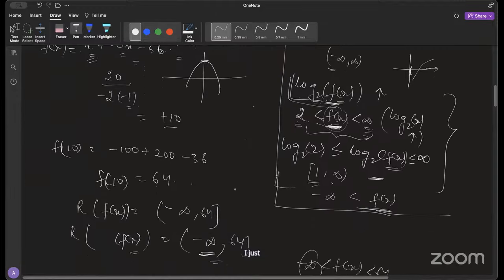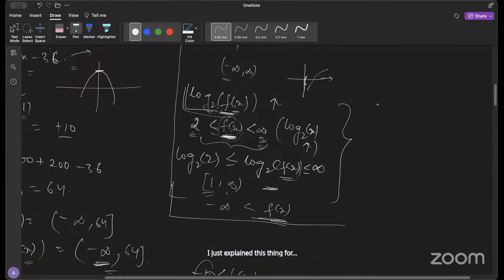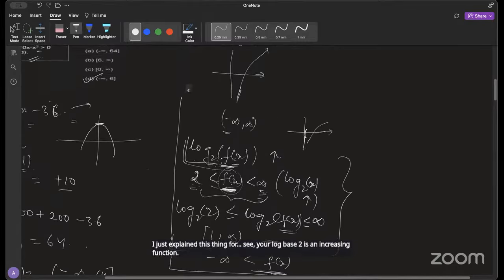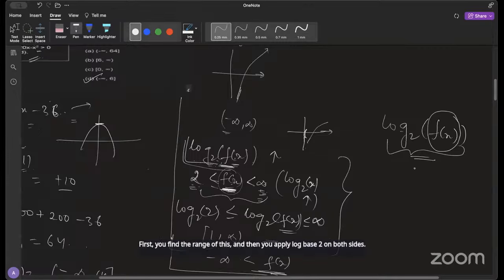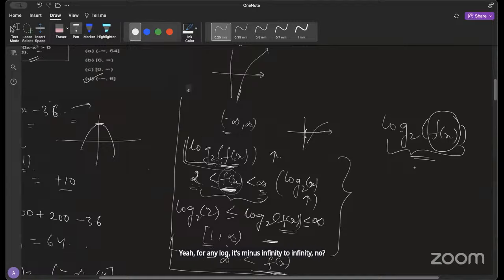I just explained this thing, see, your log base 2 is an increasing function. So if you need to find the range of something, the question is of this form, right? So first you find the range of this, and then you apply log base 2 on both sides. Yeah, but for any log, it's minus infinity to infinity, no? Why do you put 2 to infinity here?